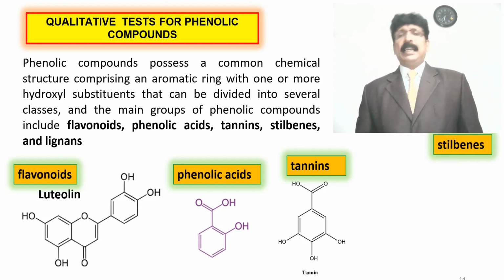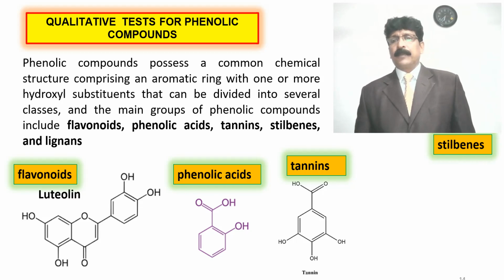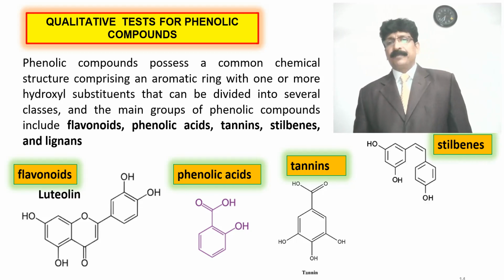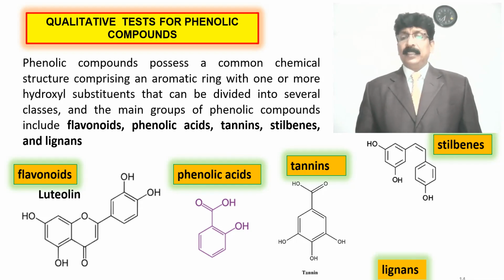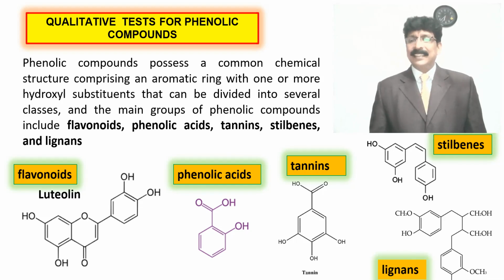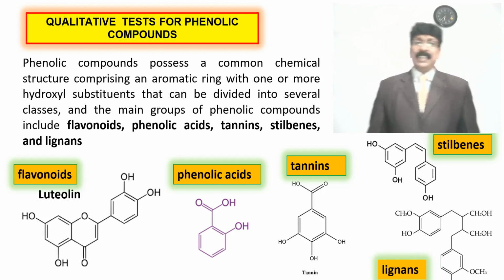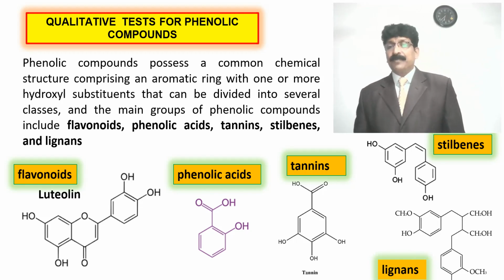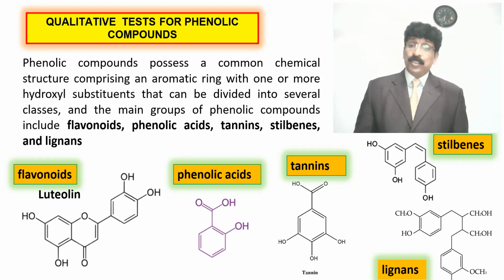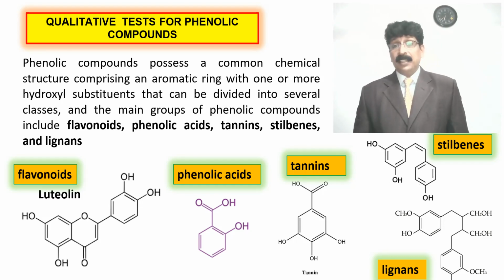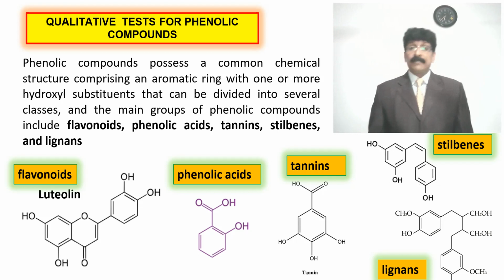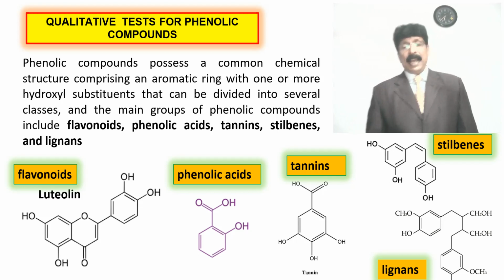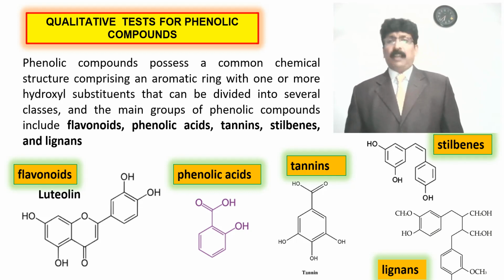General test for phenolic compounds. Stilbenes also have three OH groups as a basic structure. Lignans, most of them with CH2OH alcoholic groups, have aromatic groups with OH as well as aliphatic alcoholic groups. They also come under phenolic compounds.